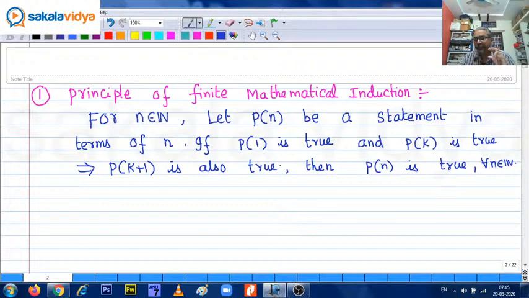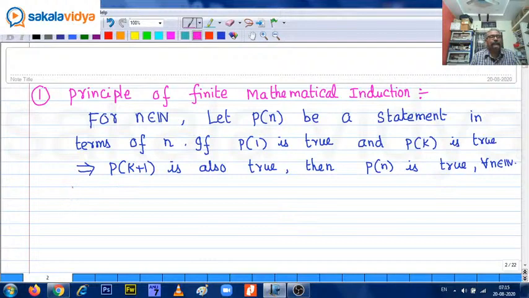Finite mathematical induction means first we confine to 1, next we assume that it is true for n equal to k, and from that we prove P of k plus 1 is true, then P of n is always true. That is, the statement holds good. Most of the theorems will be solved with the help of mathematical induction. Even the binomial theorem, even De Moivre's theorem, everything will be proved with the help of finite mathematical induction.